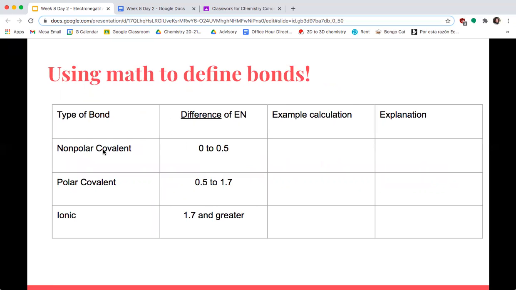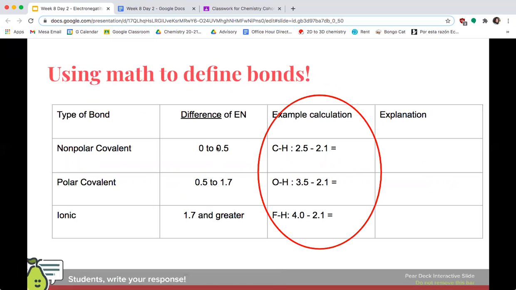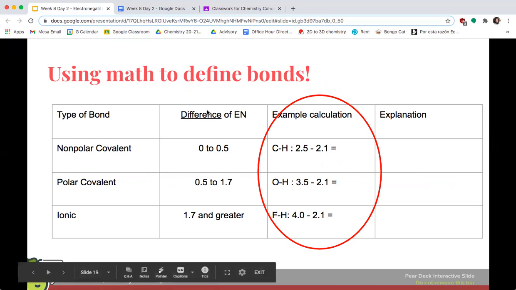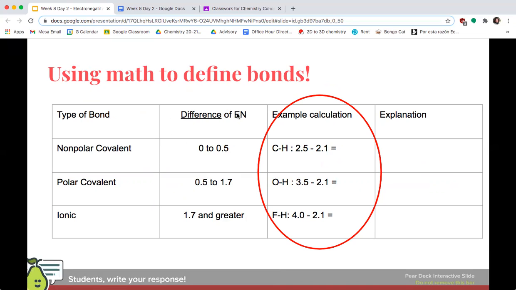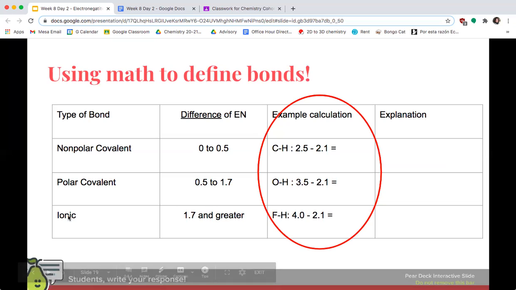Okay, using math to define bonds. Nonpolar is in the 0 to 0.5 range. Polar covalent is in the 0.5 to 1.7 range. For an ionic bond, it's not just that one atom has an electronegativity of 4.0, therefore it's ionic. No. What if it linked up with another atom of 4.0 electronegativity? The difference, 4.0 minus 4.0, is 0. That would be a nonpolar covalent bond. The total electronegativity can be very high. That is different than the difference of electronegativity.